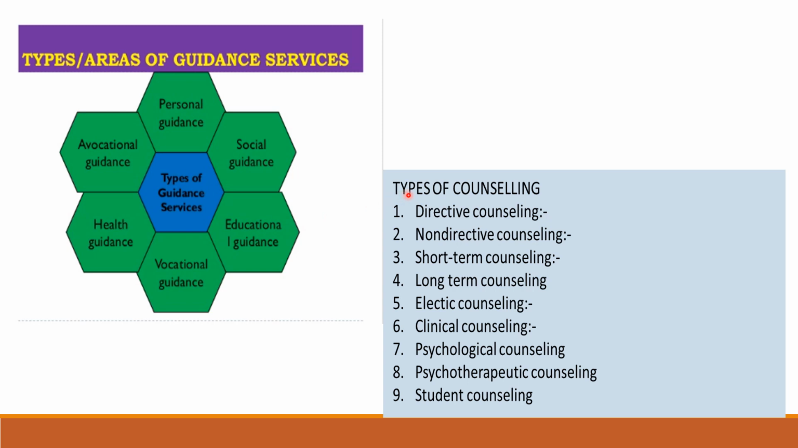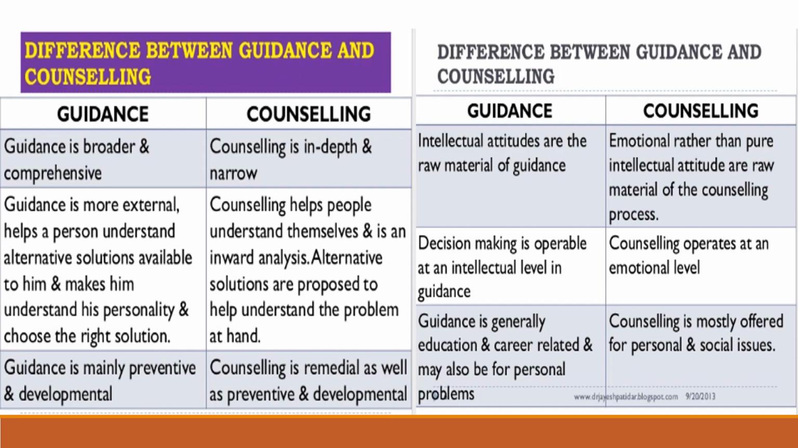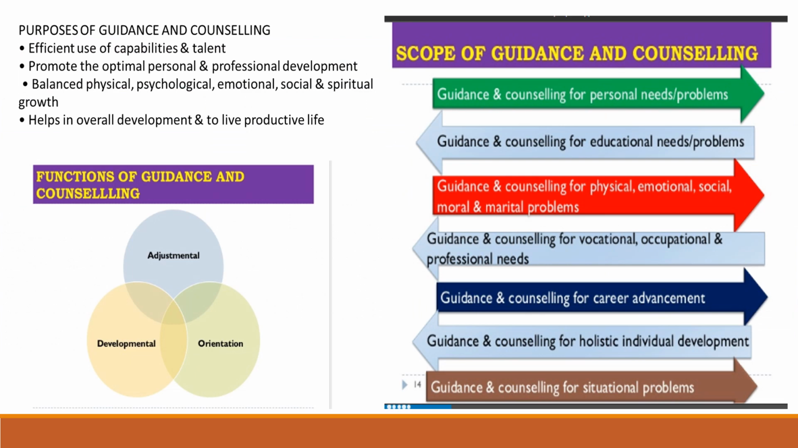Then go to types of counseling, mention the types like this and explain about it. Then write a table on the difference between guidance and counseling. Next mention the purposes of guidance and counseling. After that, the functions of guidance and counseling, and the scope of guidance and counseling. Guidance and counseling is a very elaborate topic. You have to be concise and write your answer so that everything is covered to get full marks.